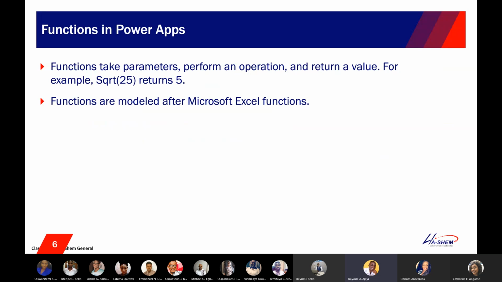And now functions. Very simply put, functions take some parameters, perform some operation, and return a value. For example, if you look at a function here, square root, we say 25, and it returns 5. We're going to see something like that in action. Looking at this, here 25 refers to the parameter. So functions will always ask you for a parameter.